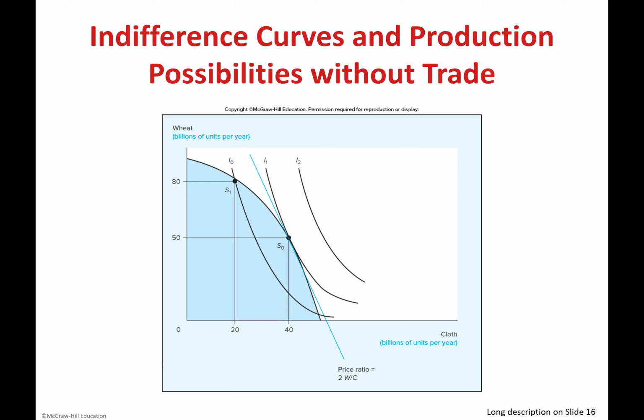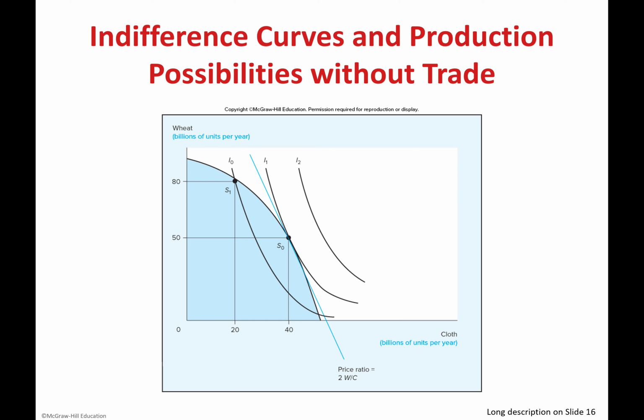Notice here as well that the price ratio is important, because that's the price ratio that comes out of this exercise. Once we reach S0, we look at the slope both of the indifference curve and of the PPC at that point. That determines the rate of exchange between wheat and cloth. In this case, it turns out to be 2W over C. It might not be in another example, for example.